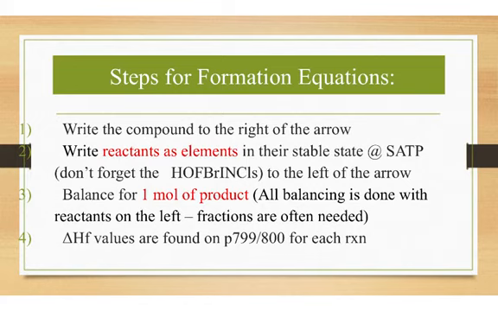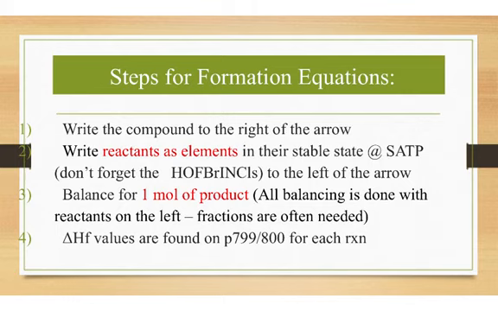Step one, we're going to write the compound that we want to make the formation equation for to the right of the arrow. In step two, we're going to write reactants as elements in their stable state at SATP. This is basically just room temperature. Don't forget about our Hofbrinkels. So if I have an element that is one of the Hofbrinkels, instead of just a regular plain O, for instance, it is an O2. All of my Hofbrinkels are diatomic, meaning they all have 2. These elements will go to the left of the arrow because they will be the reactants that I'm forming my compound from.